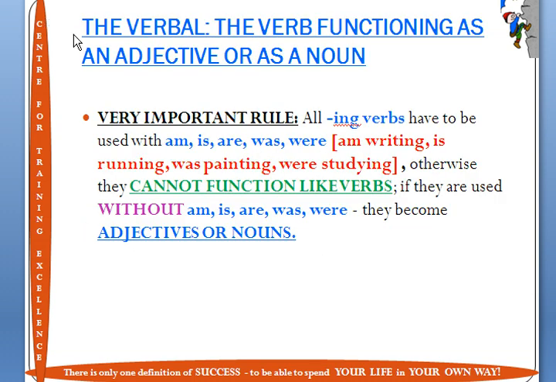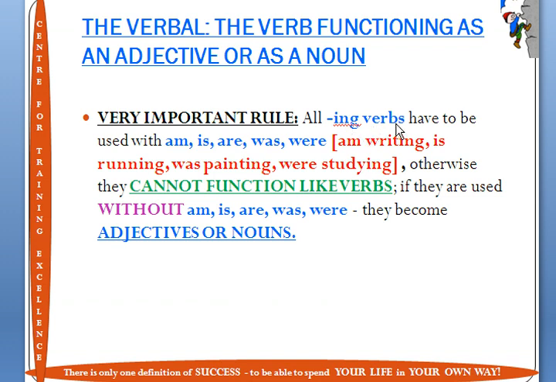Now we come to the verbal. What is a verbal? The verbal is a verb that functions like an adjective or a noun. Let us understand this very important rule.